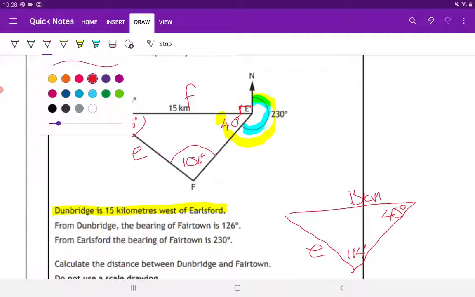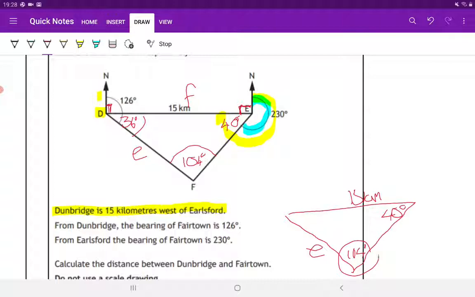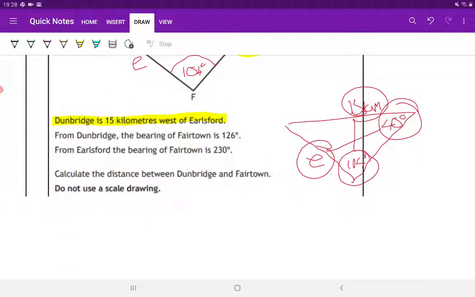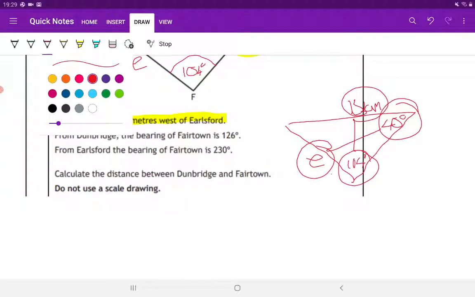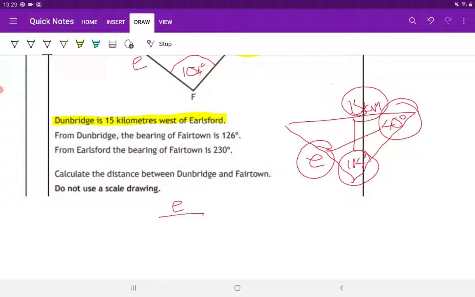If you think about the work we did last week, we've got an angle and the side across from it, and we've got an angle, and we're trying to get the side across from it. So we can use sine rule here. If we use sine rule, it will be E over sine 40 equals 15 over sine 104.